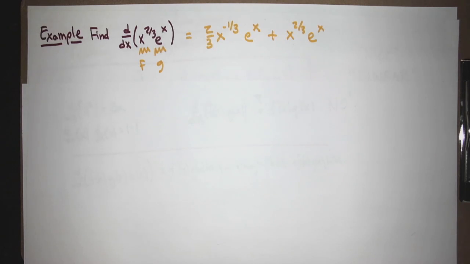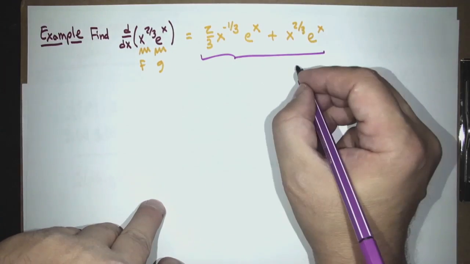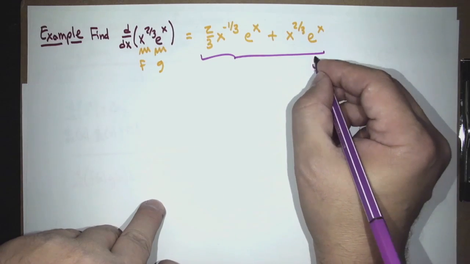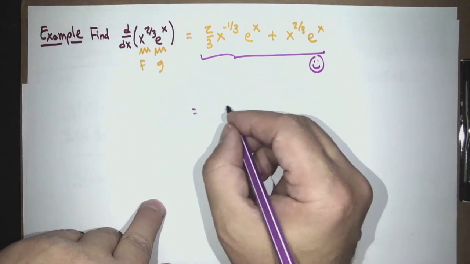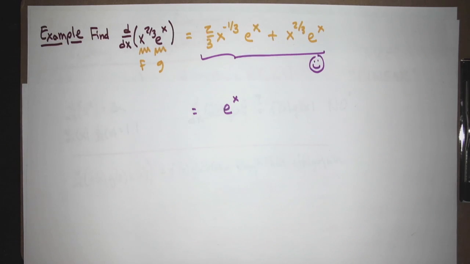Suppose you want to clean this up. What do they have in common? They have e to the x. Okay. So in terms of derivative, we're done. Okay, so we're happy here. But we can go a little bit further. They both have e to the x. What else do they have in common? X is to a certain amount cubed. Okay, so they both have x's to a power.